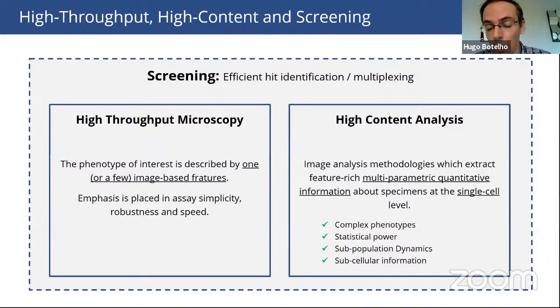On the other hand, if you analyze multiple cells, you get increased statistical power and you can describe subpopulation dynamics. So if you are studying a process of wound healing, you may want to describe whether cells which are located closer to the wound behave differently than cells which are further away from the wound. And as you are using imaging, you can go at each individual cell and characterize its subcellular phenotypes.